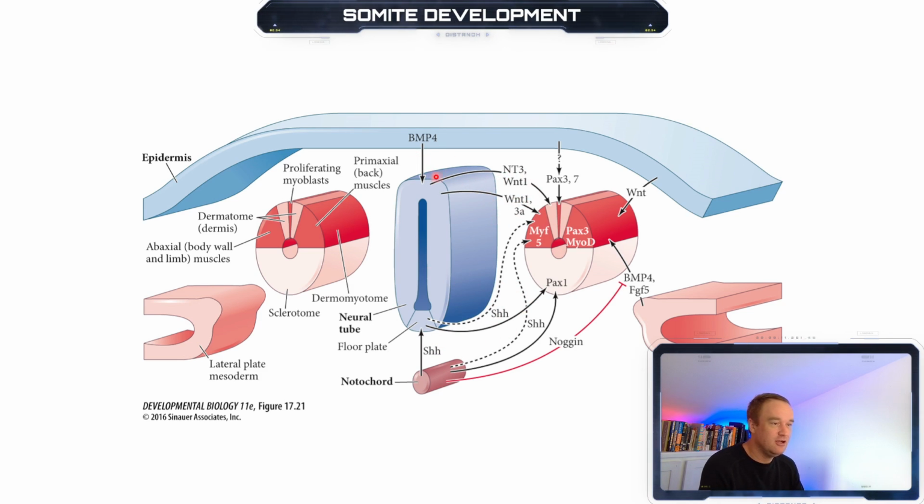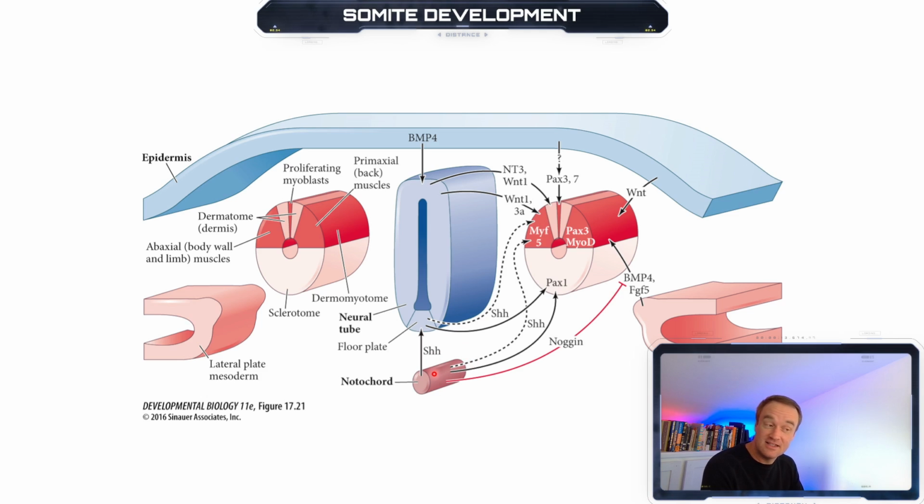So in the case up here, we have the neural tube, and it is expressing NT3 and WNT1. Down at the bottom, it doesn't express those, right? So if you're part of the somite and you experience a lot of NT3 and WNT1, you know to become dermatome or dermamyotome, right? So the red or the intermediate pink, I guess. As you move further towards the ventral side, this concentration gets less and less, right? So you don't become dermatome or dermamyotome.